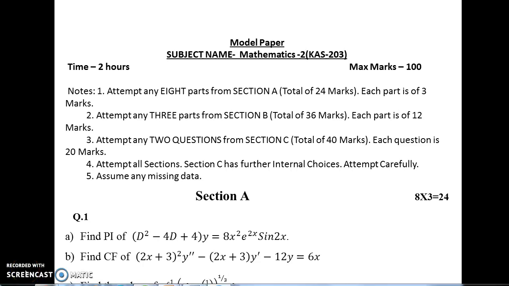Hello student, today we are going to discuss the model paper for Mathematics 2, KAS 203. It is based on the AKTU information for the 4th year model paper.